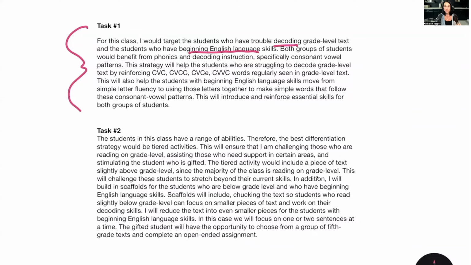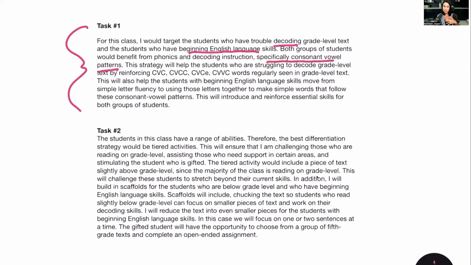That is true because this group of students, those 5 students, have trouble decoding on grade level, and we have beginning English language skills students, and they would benefit from decoding instruction as well. And then I say specifically consonant vowel patterns. Notice I didn't say decoding instruction. That's too broad. We got to get specific. They want to know what specific strategy. So consonant vowel patterns, that's what I'm choosing.